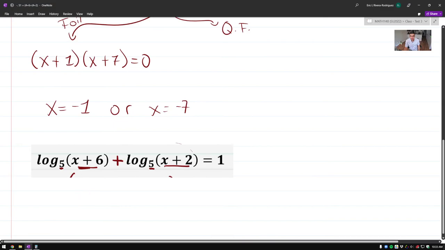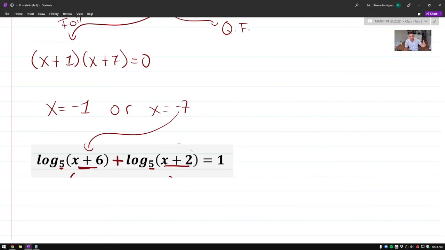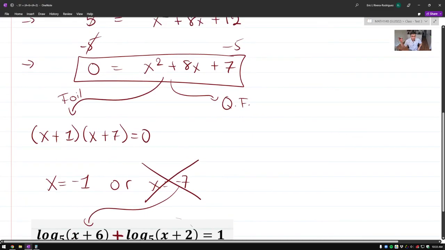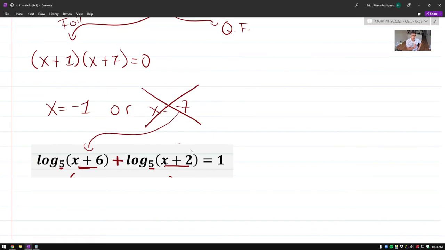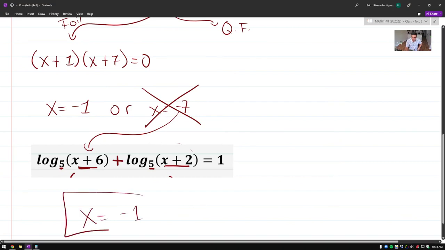Now, what happens when we plug in negative 7 here? Negative 7 plus 6 gives us a negative value in the argument, so that is not good for a logarithmic function because it's outside the domain of the logarithmic function. So negative 7, even though it's a zero of the polynomial x squared plus 8x plus 7, is not a solution for our initial equation, which is a logarithmic equation. So the only solution here is negative 1.